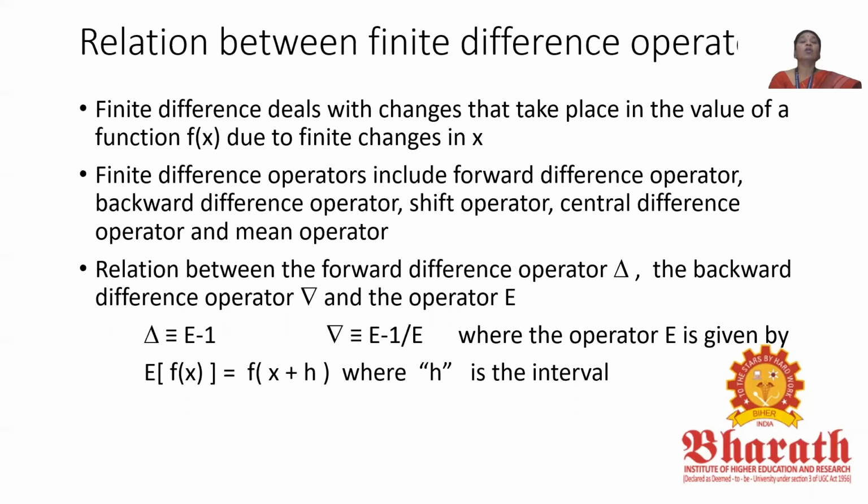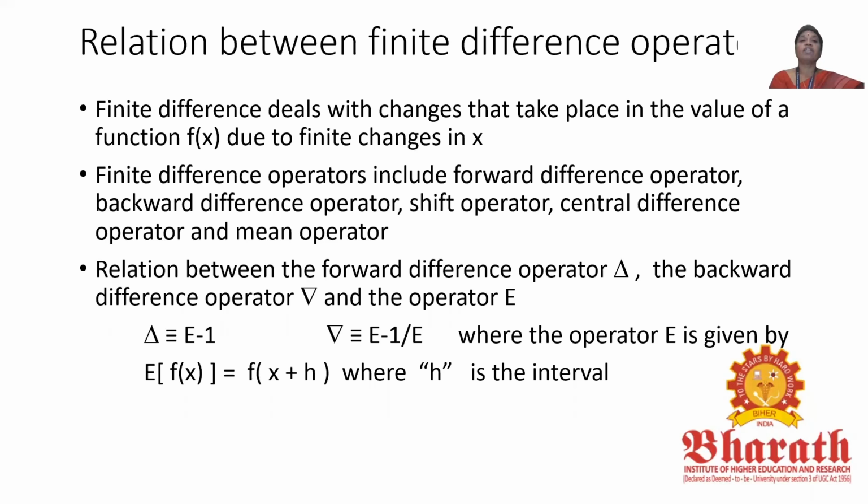In that, the important three operators are the forward difference operator delta, the backward difference operator inverted delta, and the operator E. Here the operator E is defined by E f(x) = f(x + h), where h is the interval. So we can find the relation between the forward difference operator delta and E, and the relation between the backward difference operator and the operator E also.